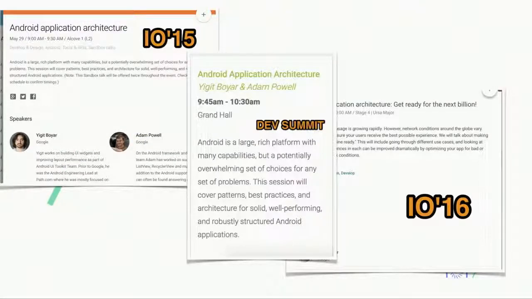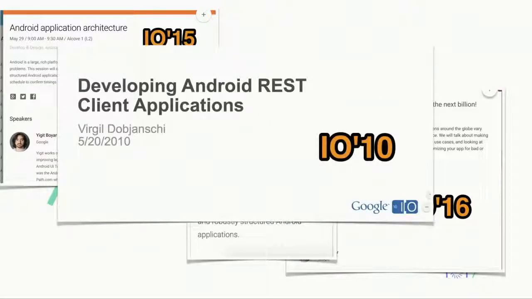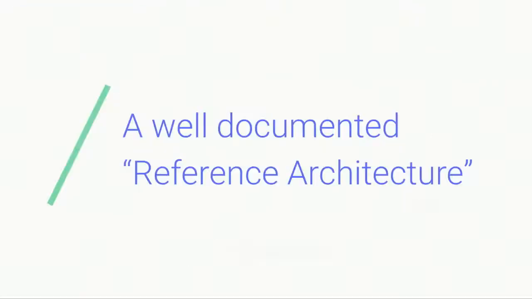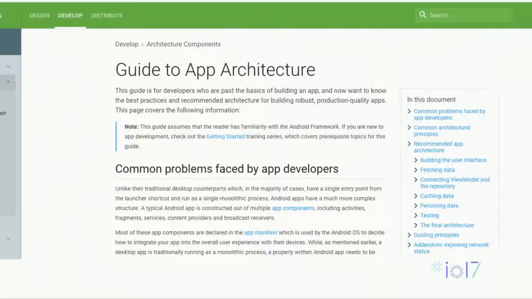Adam Powell and I gave a lot of talks on this topic. There's even a talk from 2010, which I watched as a developer. So this is a topic we have been vocal about, but what was missing was a well-defined reference architecture. So it's what we are shipping today. If you go to developer.android.com today after the session, there's a section about how to architect an Android application.